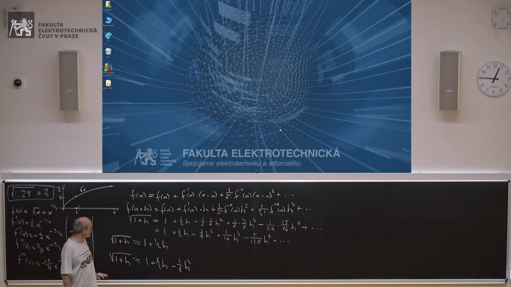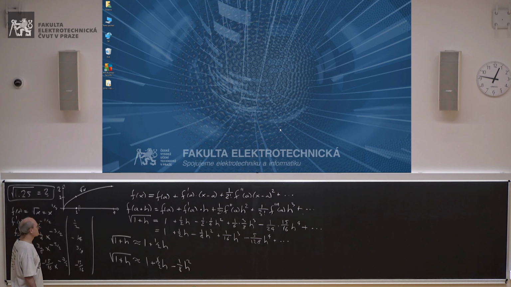I'm not claiming any mathematical statement here. This is just intuitive reasoning. Okay? So that's my thinking. I think that this should be true. Okay, I'm interested in 1.25, so I can take h being 0.25. h is 0.25, which is 1/4.